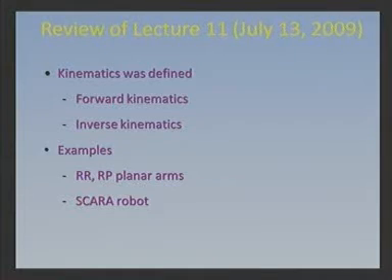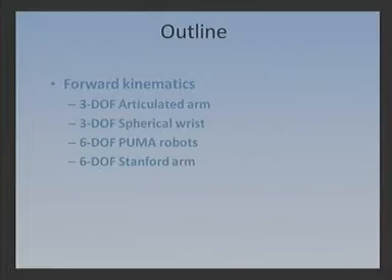Coming back to the project, we have done three planar examples. We did the revolute two-link planar arm, the revolute-prismatic planar arm, and the three-revolute planar arm. Then we went beyond the plane by considering a SCARA robot which had one vertical prismatic joint.